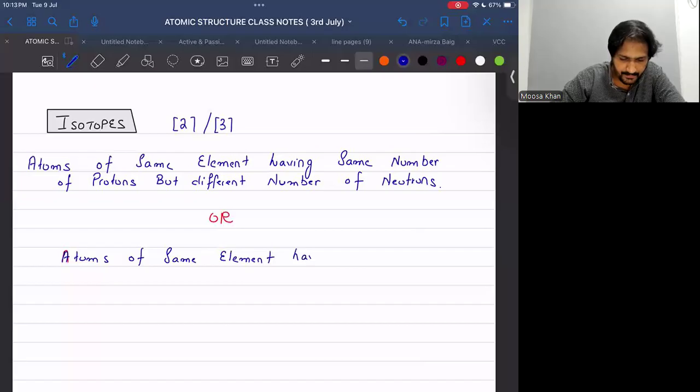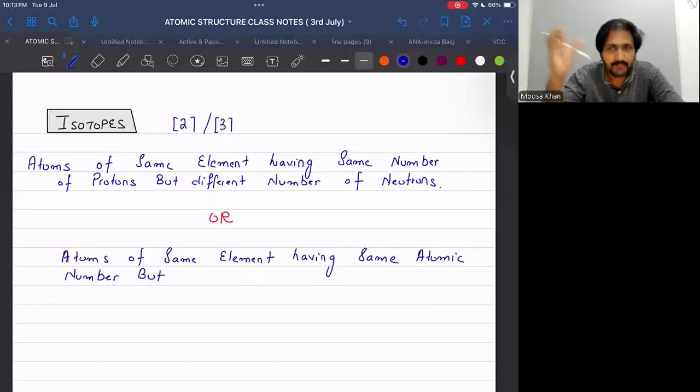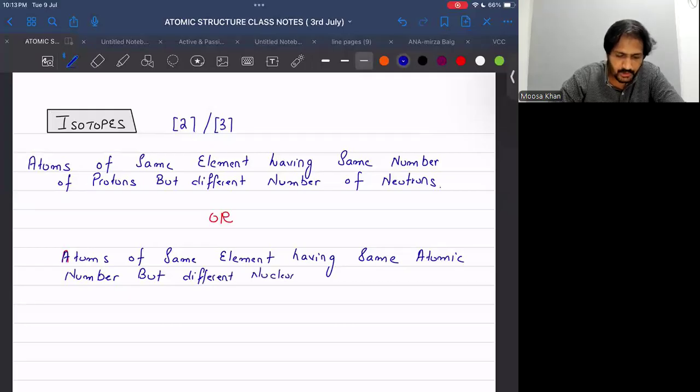Having, if their number of protons are same, it means the atomic number is also same. Atoms of same element having same atomic number, but if the number of neutrons are different, it means their nucleon number must be different, because nucleon number is the sum of protons and neutrons. Protons are equal, but two atoms of the same element, if they have different number of neutrons, it means they must have different nucleon number.